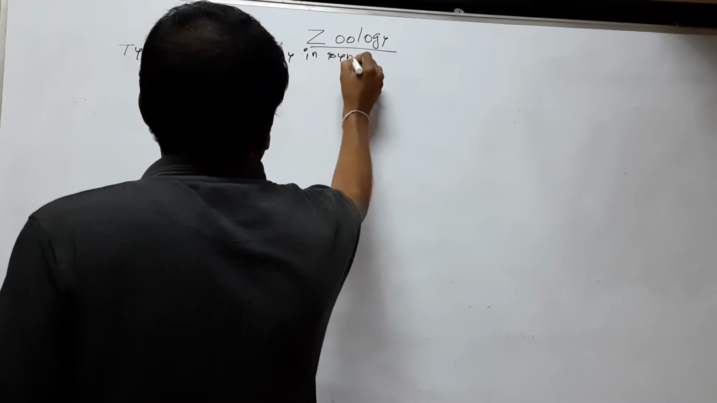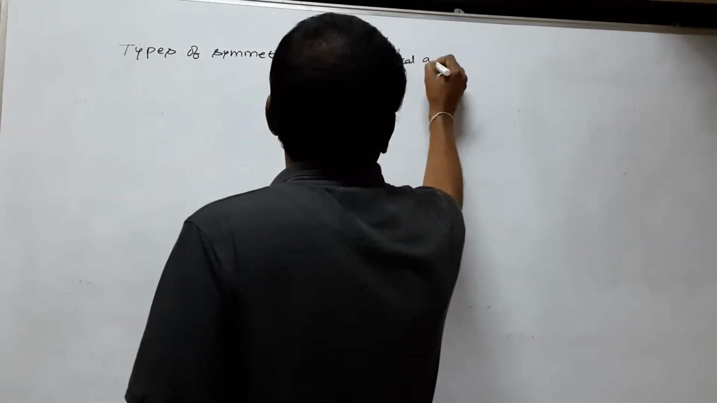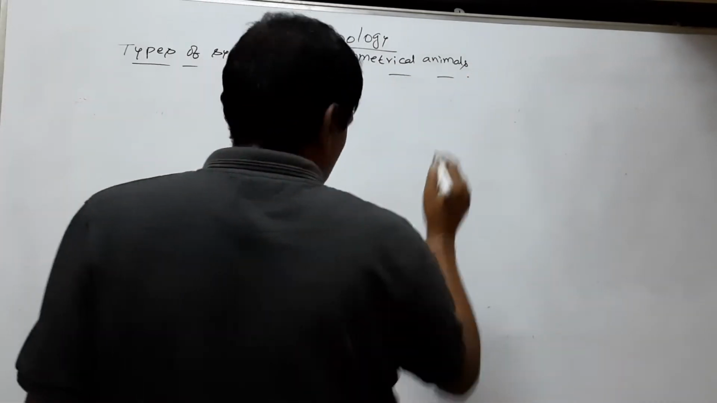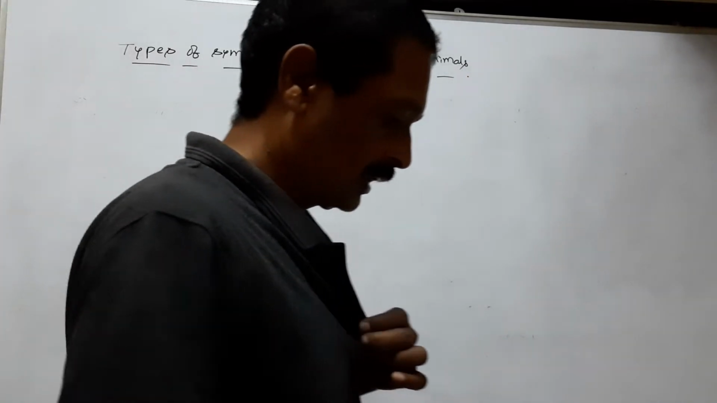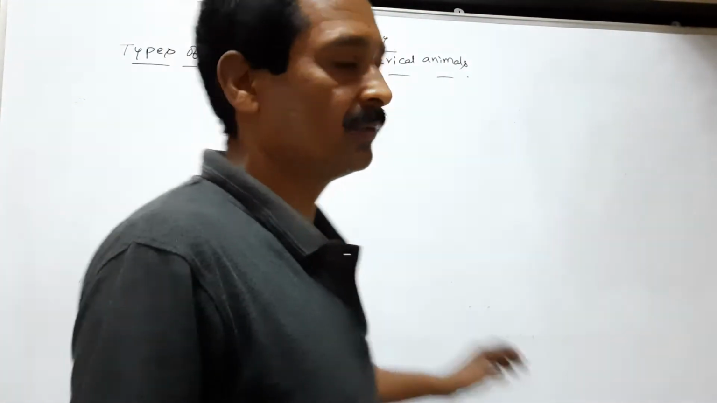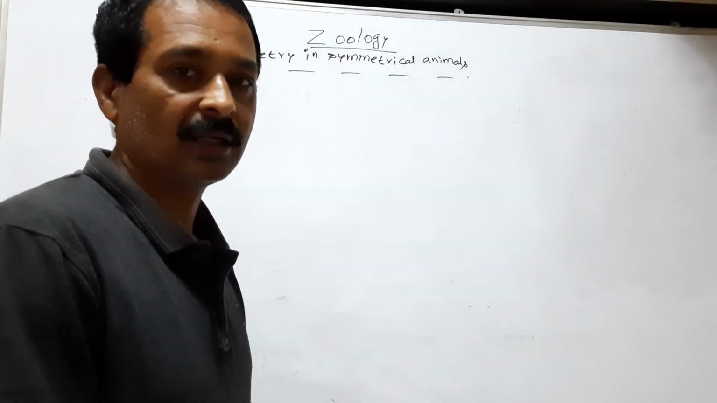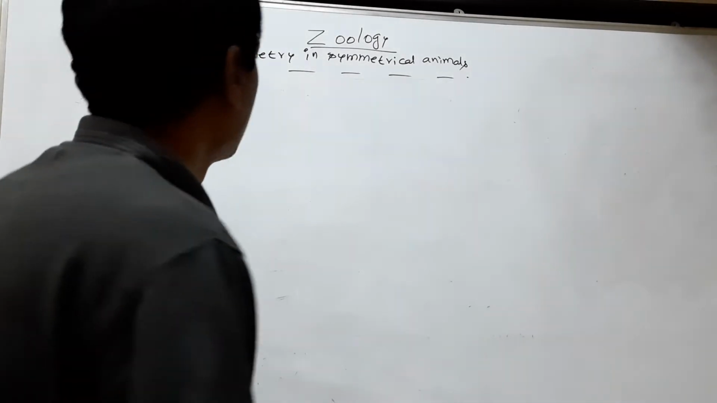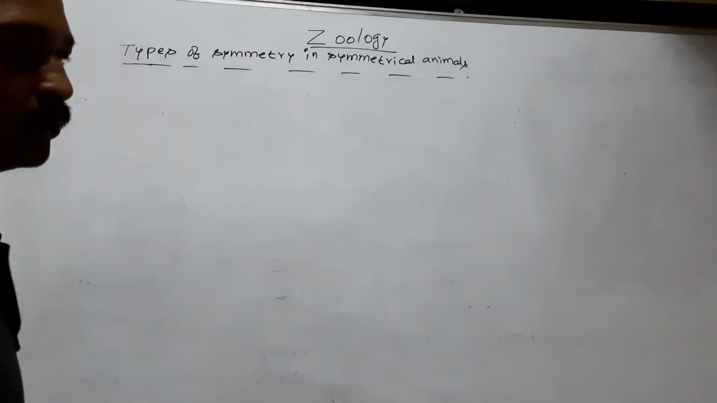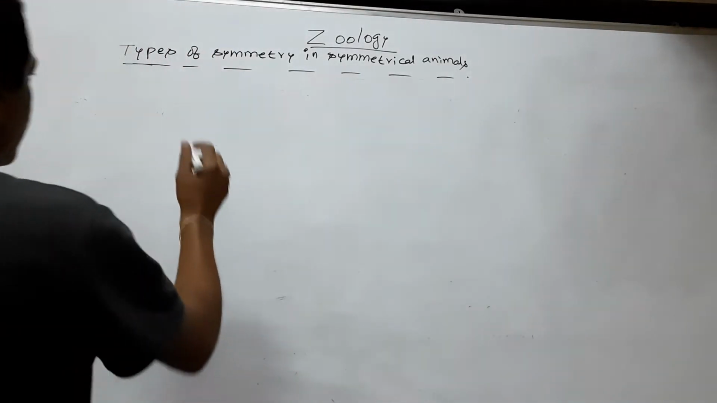In symmetrical animals. Last class we completed what is asymmetry and what is symmetry. Today we discuss the types of symmetry in symmetrical animals. Symmetry is of two types in symmetrical animals.